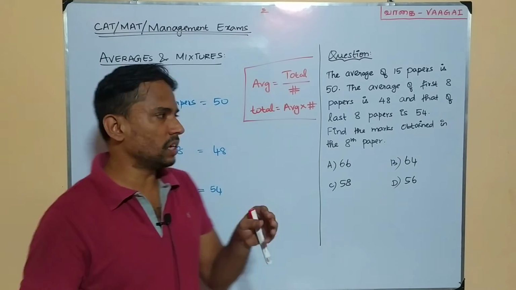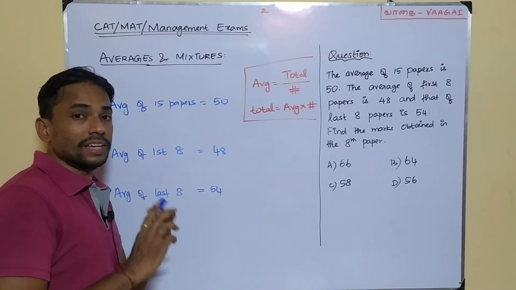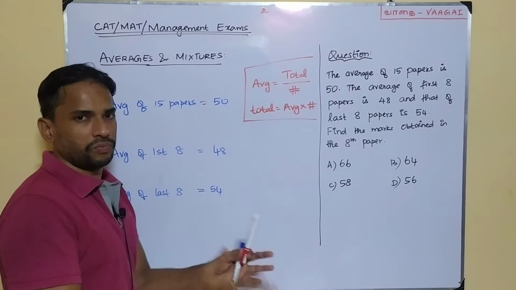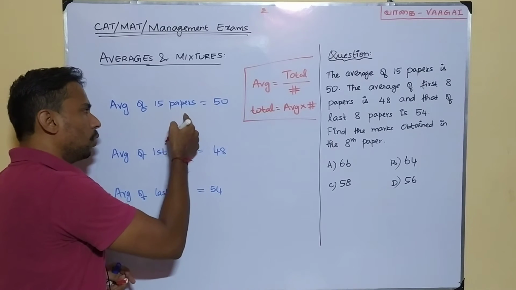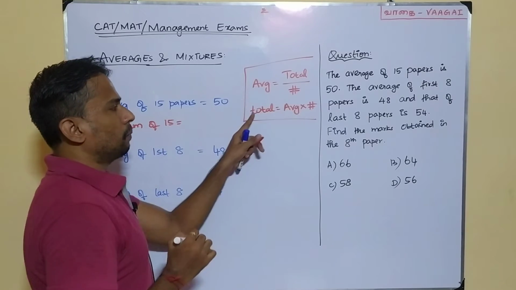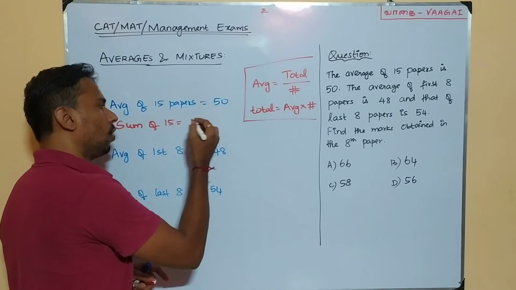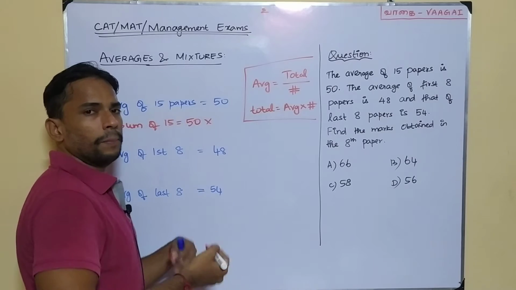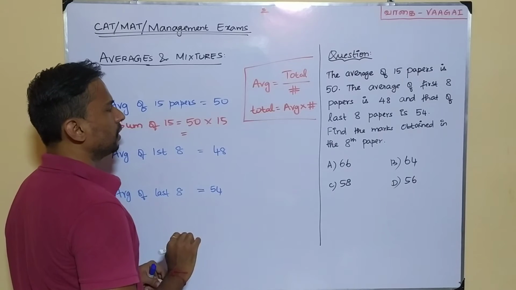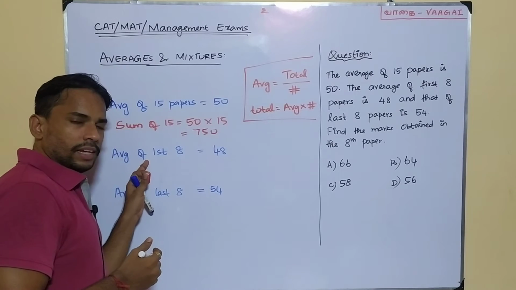For those 15 papers they have given the average, so from this data we will first try to find the sum. There are 15 papers and the average is 50. We know the sum or total is equal to average into number, so 50 into 15. 15 fives are 75, so this will be 750. Done.